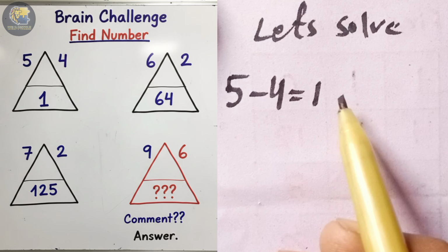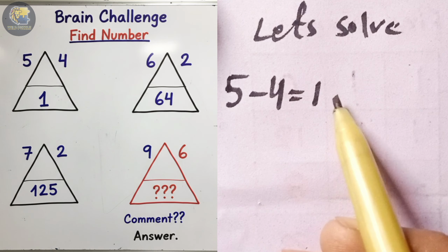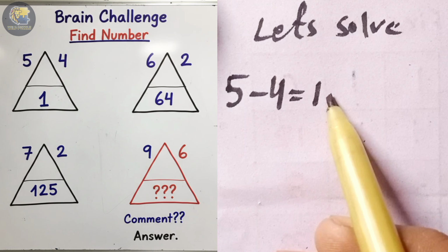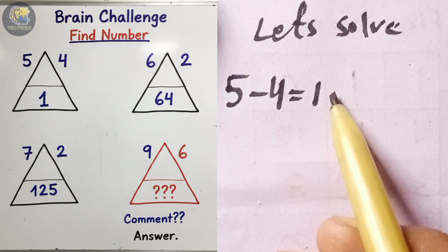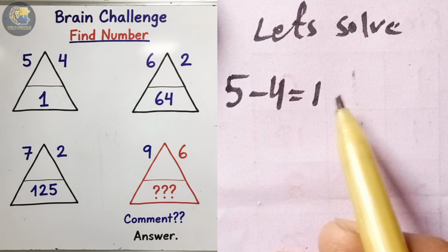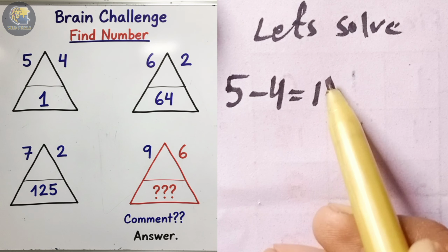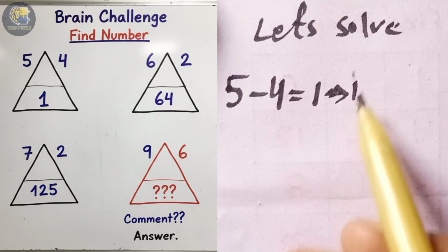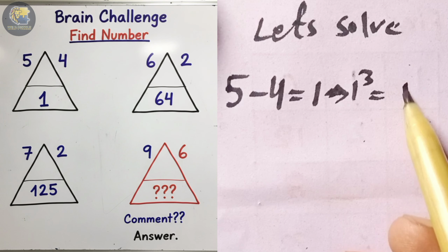So how is this possible? It's simple. After subtracting the second number from the first number, take the cube of the resulting number to find the third number. Let's apply it on the first triangle. 5 minus 4 equals 1. Cube of 1 is 1.